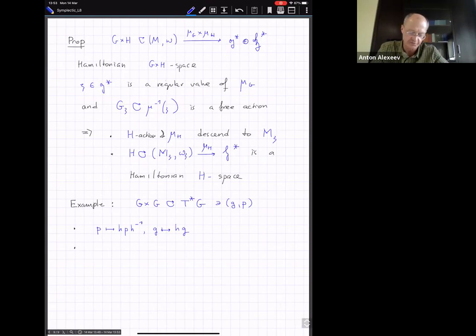So let me say, that was one of the G actions, and my recomputed moment map is minus P, and the other G action is like this. And my recomputed moment map is g inverse P g.